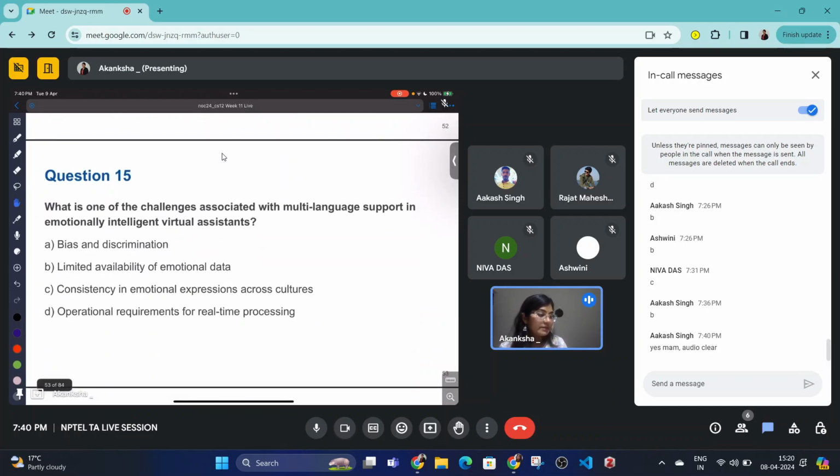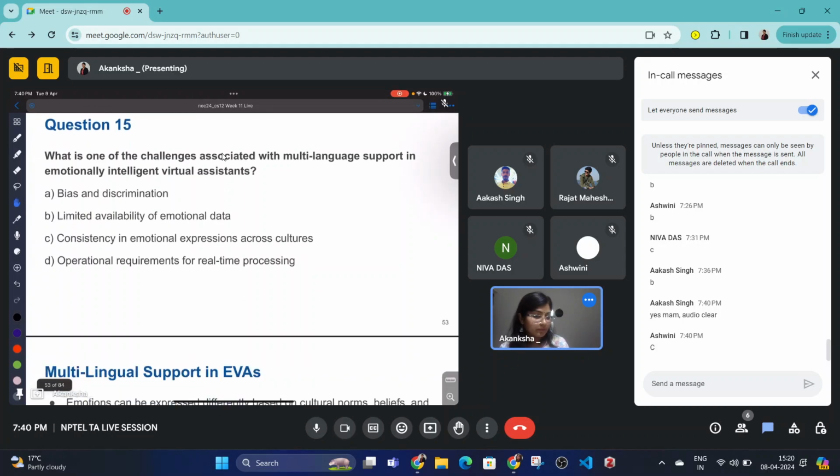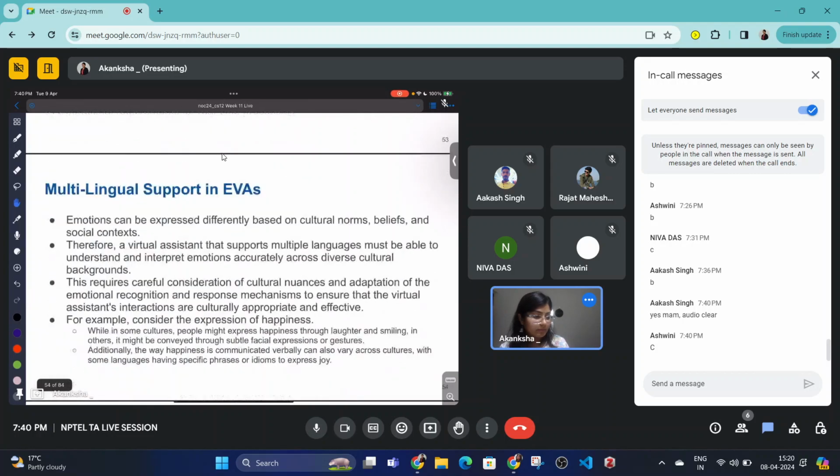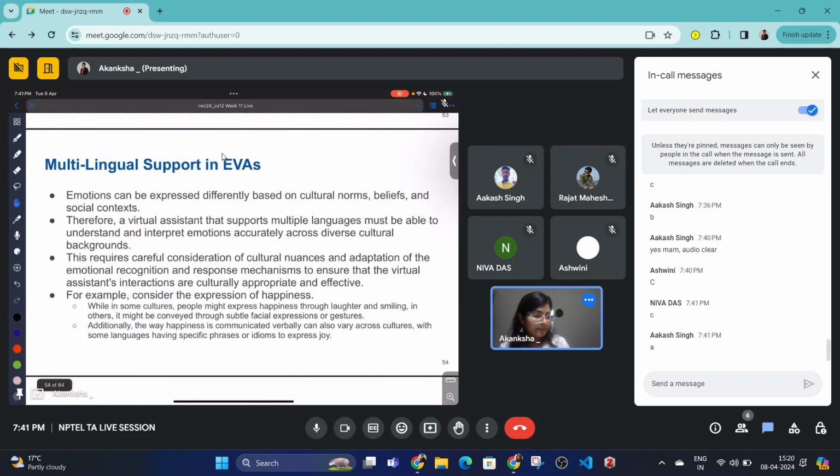Okay, what is one of the challenges associated with multi-language support in emotionally intelligent virtual assistants? What can be the challenge? Akash says A. Okay, let's see.